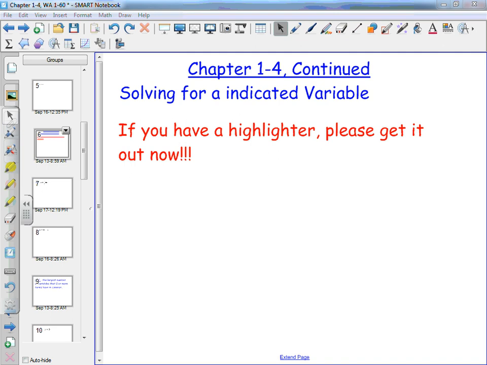Okay, what are we doing today? We're still doing chapter 1-4 continued. Our game plan is solving for an indicated variable. If you have a highlighter, you need to get it out now.